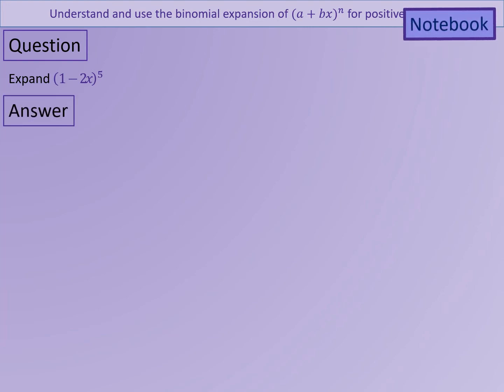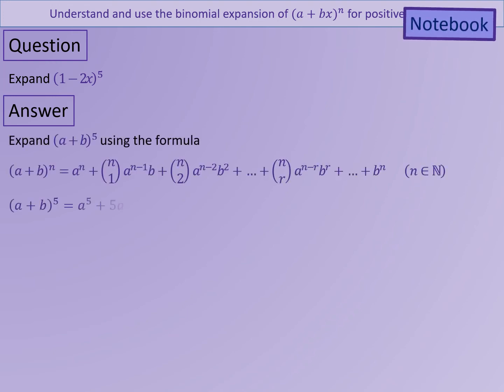So before we move on to that expansion, let's just remind ourselves of what the general expansion for a power of 5 would look like. So using the formula in the formula book, it would look something like this. So my powers of A are starting at 5 and going down to 0. My powers of B are starting at 0 and going up to 5. And then I've got my Pascal's triangle coefficients of 1, 5, 10, 10, 5 and 1. And remember, they can all be found on the calculator using the nCr button.